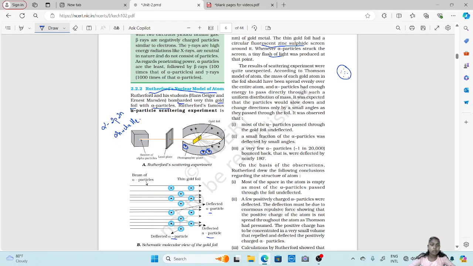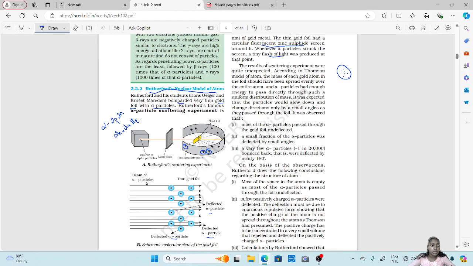And alpha particles had enough energy to pass directly through such a uniform distribution of mass. If it is the way Thomson had said, that everything should be evenly spread, then the alpha particle should be directly passing through it, right? Because it is in a uniform distribution of mass. If it follows Thomson's model, it was expected that the particles would slow down and change direction only by small angles as they pass through the foil.